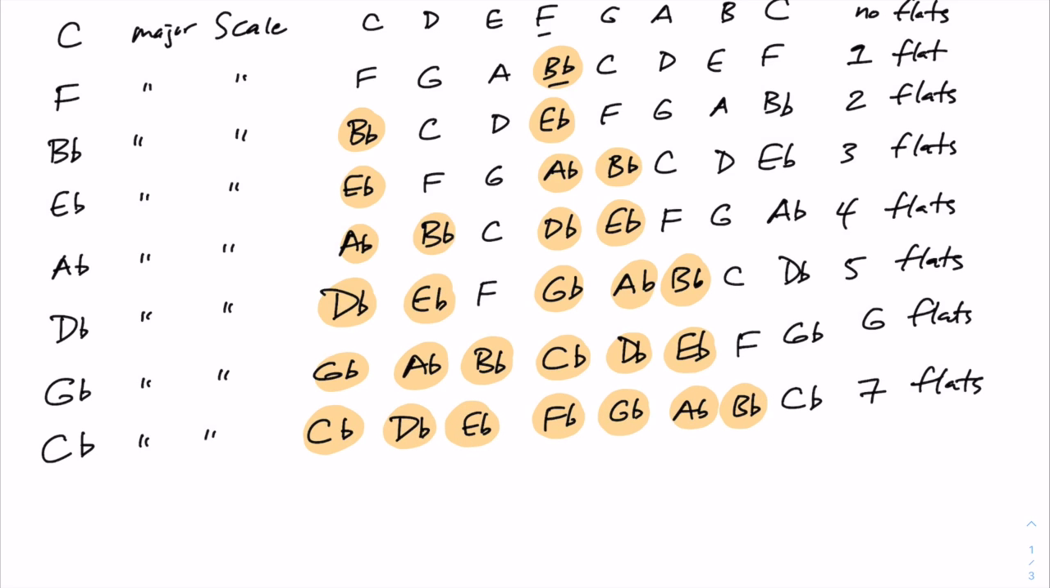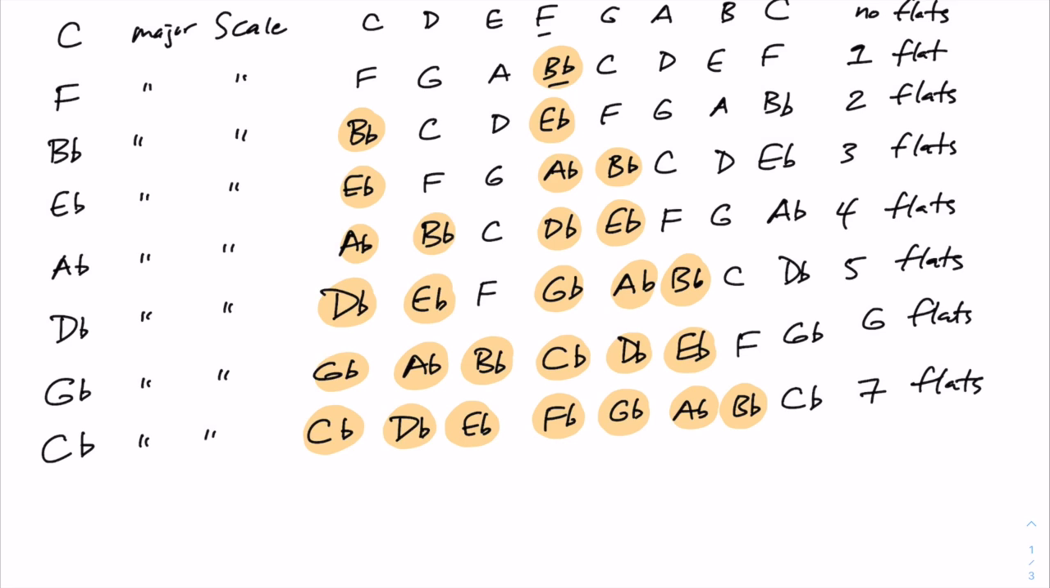1, 2, 3, 4, 5, 6, 7. Where do we go from here? Well, it's a similar dilemma that we found with those last scales that contain sharpened notes. I really hadn't intended to show you any major scales with more than 7 flats, but just for the sake of discussion, okay.